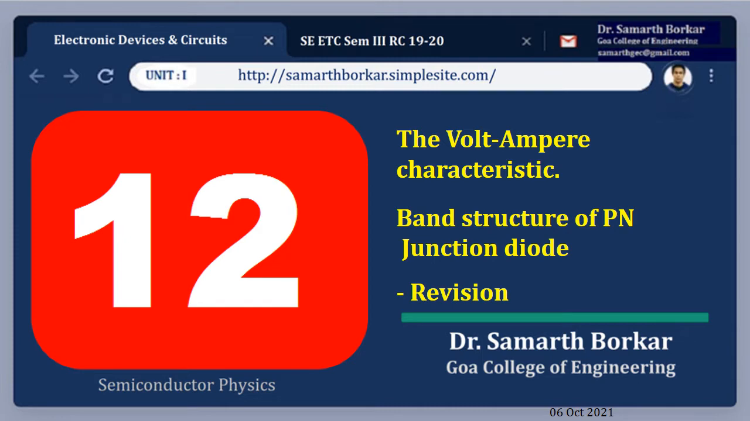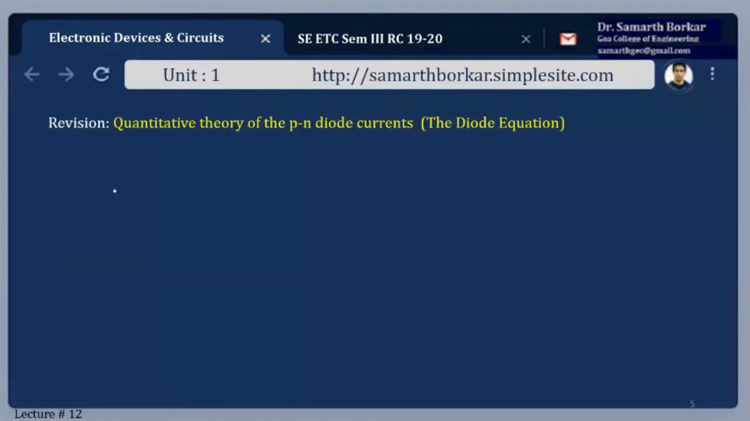We had derived one equation based on this diagram. So we have a PN junction. This is the P block, this is the N block, and the P block is connected to the positive end of the battery, and the negative end is connected to the N terminal. Now this is what is called forward biasing. Fine. Now what happens in case of forward biasing?